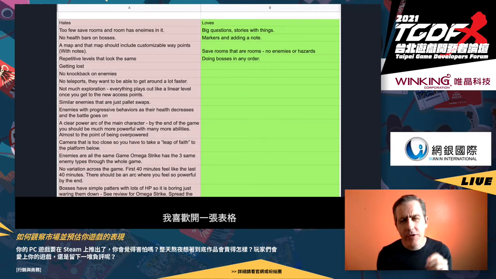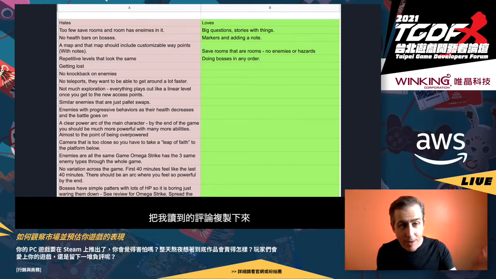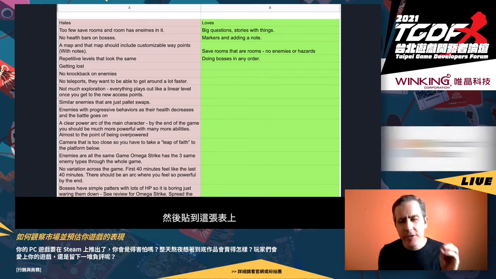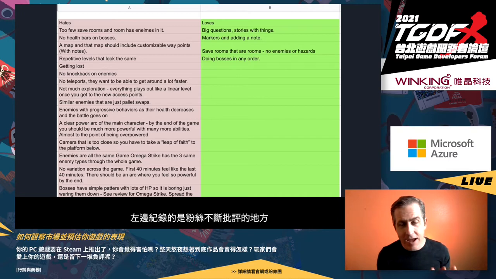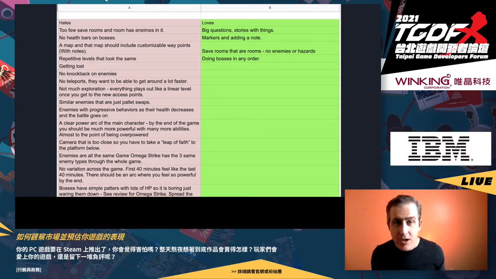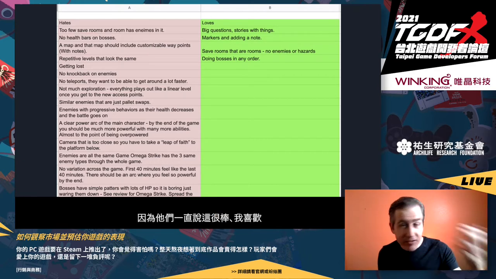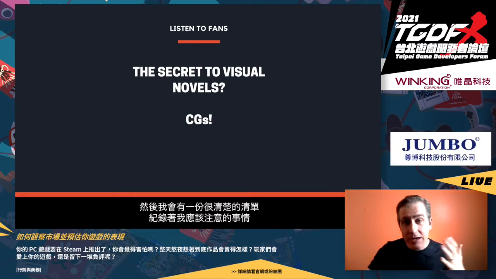So what I like to do is I open up a spreadsheet and I take all the reviews that I've read and copied, and I just put them on this chart. On the left-hand side, I write down everything that fans keep saying is bad over and over again. On the right, I write down all the things that I think fans like. They kept saying, this is great, I love this. And then I have a clear catalog of what I should be worried about.